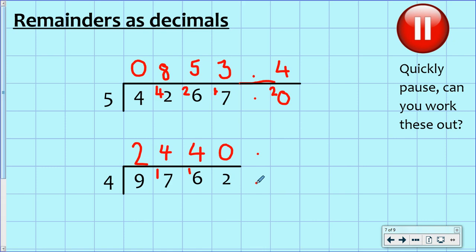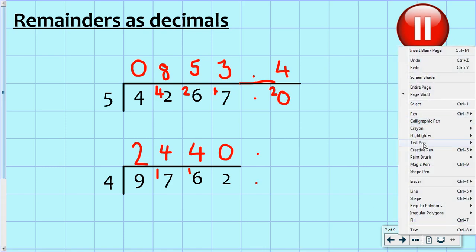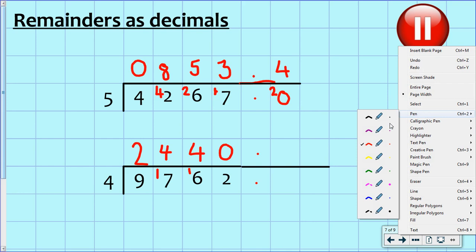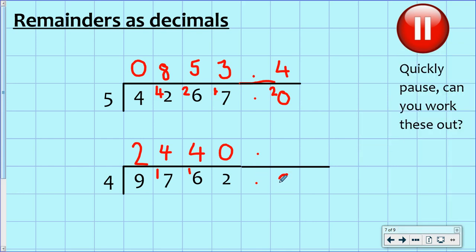Now I'm going to put in my decimal points because I've still got to exchange. I'm going to draw my bus stop a little bit longer. Go back to my pen. Okay, so I'm going to put in that 0 because I'm going to exchange that 2 over to the tenths column now. 20 divided by 4 is 5. And I can stop there because there's nothing left to exchange. So 2,440.5.